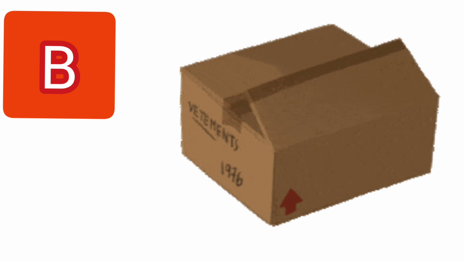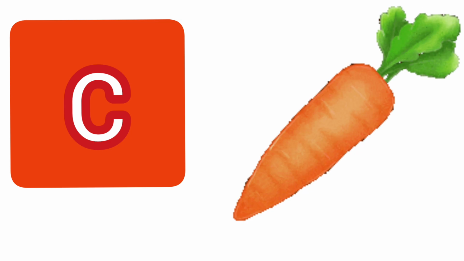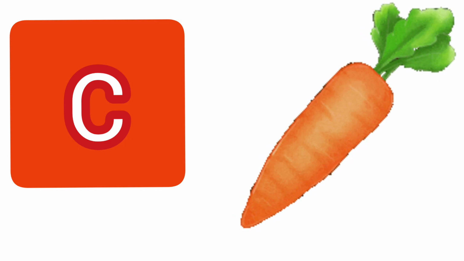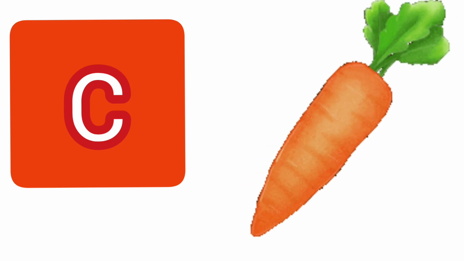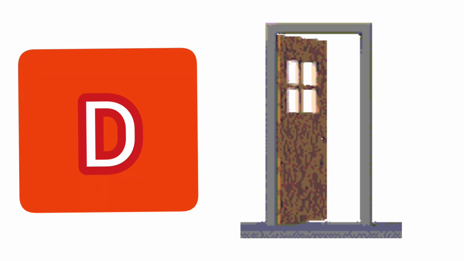Take out sound, b, b, box. C for carrot. C sound is k, k, carrot. Take out sound, k, k, carrot. D for door. D sound is d, d, door.